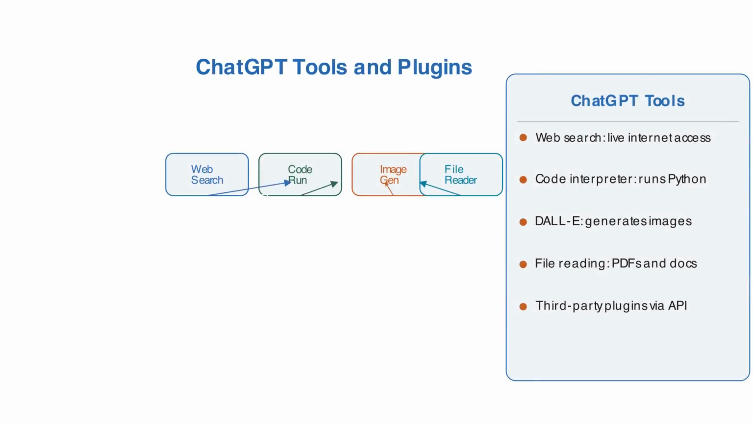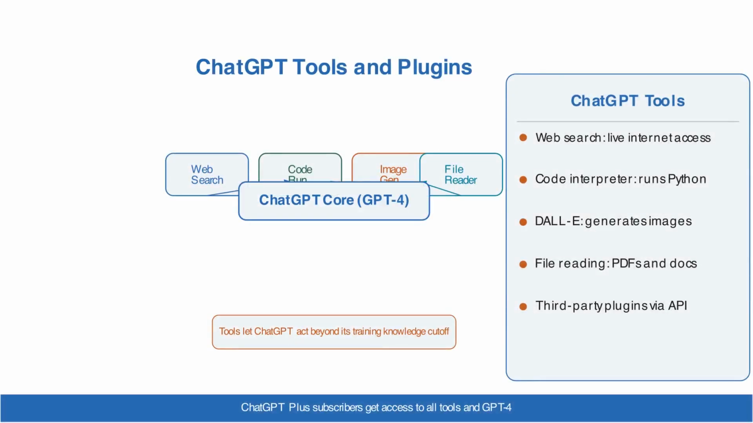ChatGPT Plus extends the model with powerful tools. Web search adds live internet access. The code interpreter runs Python in real time. DALL-E generates images from text. File Reader parses PDFs. These tools transform ChatGPT from a text predictor into an active agent.